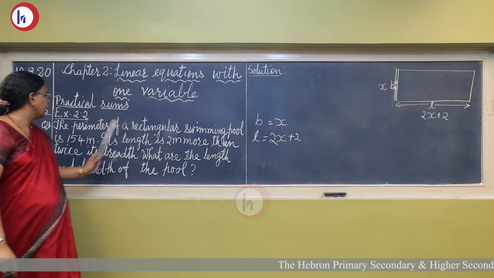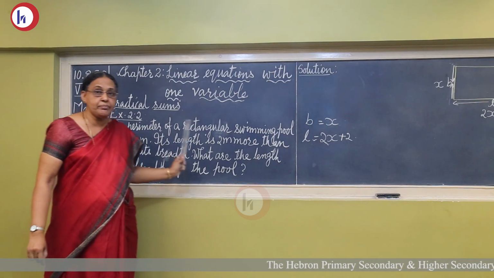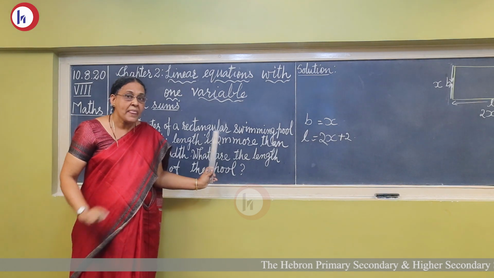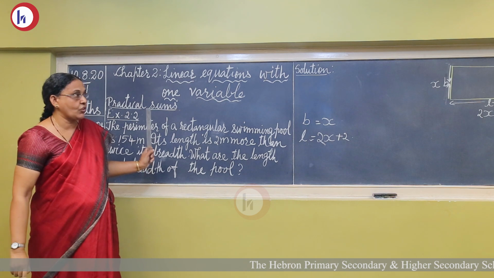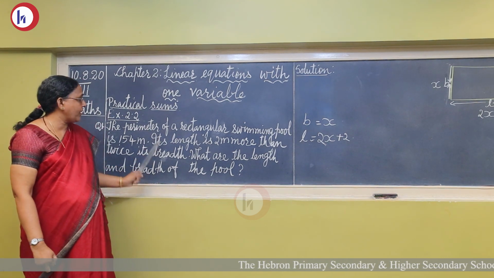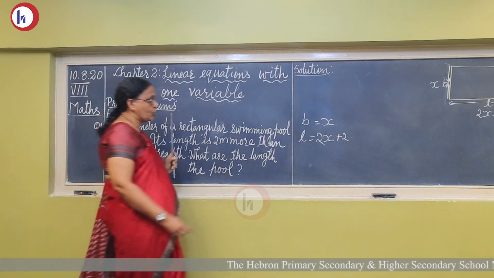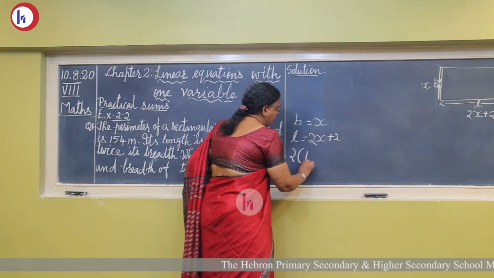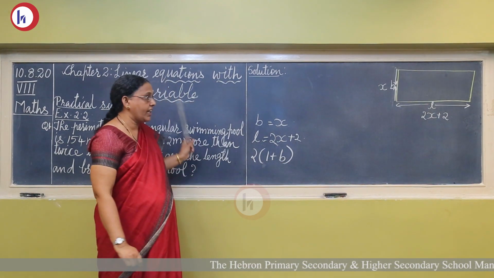And the total measurement is also given, that is perimeter 154. Now what is meant by perimeter? Perimeter means the total sum of the measurements of all the sides of a rectangle. And do you remember what is the formula to find out the perimeter? That is what we call 2 into (L plus B). So by using this formula we can solve it.